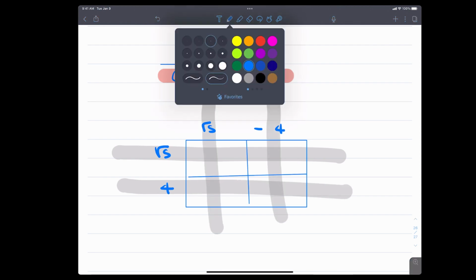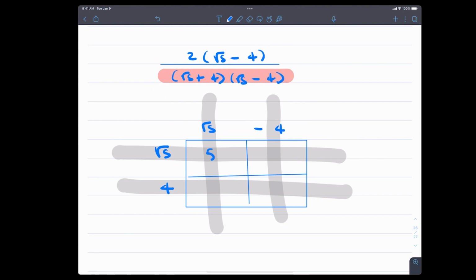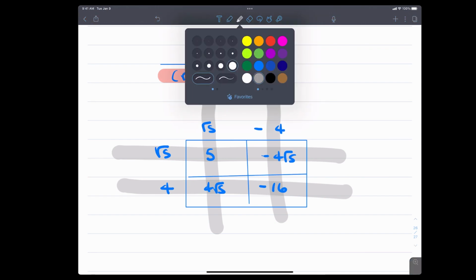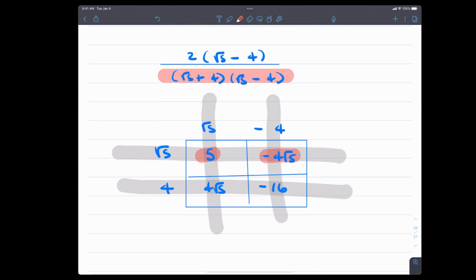square root of 5 times square root of 5 is going to be what? 5. Square root of 5 times minus 4 is minus 4 square root of 5. That's plus 4 square root of 5. This is a minus 16. Is that true? So double check your FOIL boxes, because the point I want to make is first, outer, inner, and last, the O and I terms will go away. That's what I just remarked.